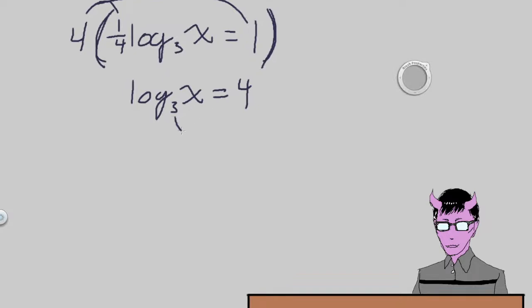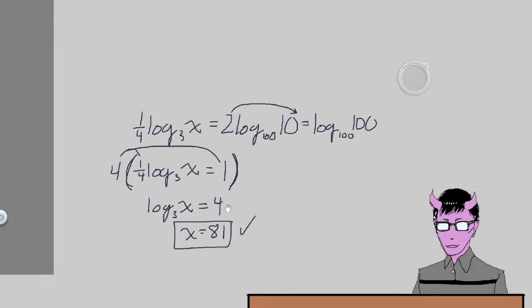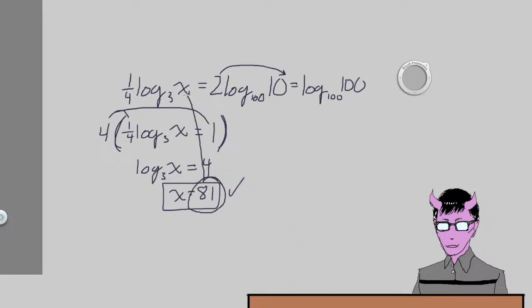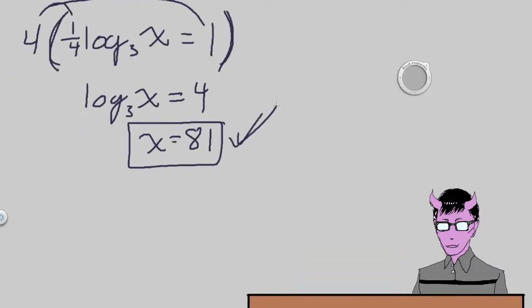Nice situation. 3 to the power of 4 equals x. 3 to the power of 4 is just going to be 9 times 9, which is 81. And then we are done. Make sure we double check, of course. 81 plugs in just fine right there. So yeah, we're good to go. Good answer.